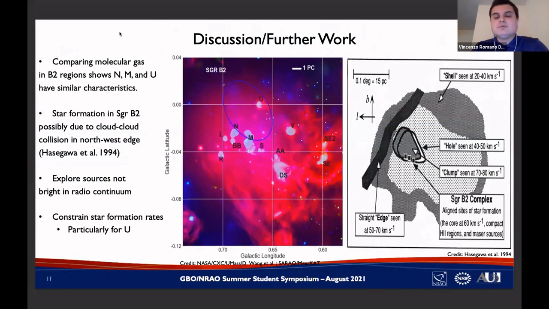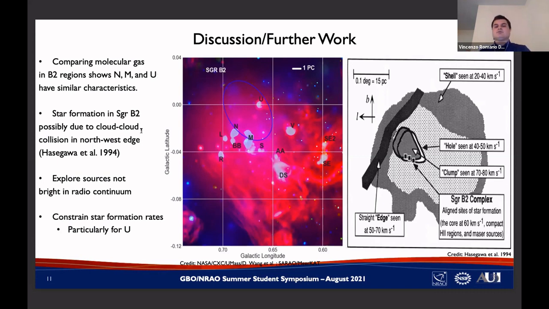And so what we've done is characterize the gas in Sagittarius B2 to illustrate star-forming features, and we've shown that North, Main, and U are similar in that regard. To wrap this all together, we want to understand why this triangle here, looking at this middle image, possibly exhibits more star-forming features than the rest of the cloud.